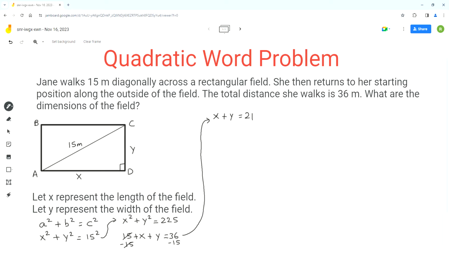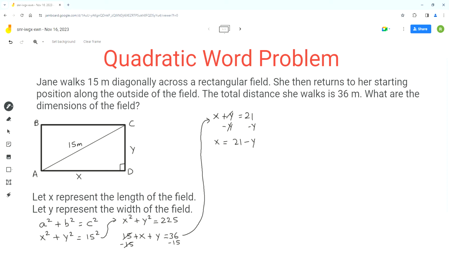Here we can use the substitution method. First we can isolate x from this equation. So we can subtract y from both sides. The y's on the left side cancel each other out. So we get x equals 21 minus y.